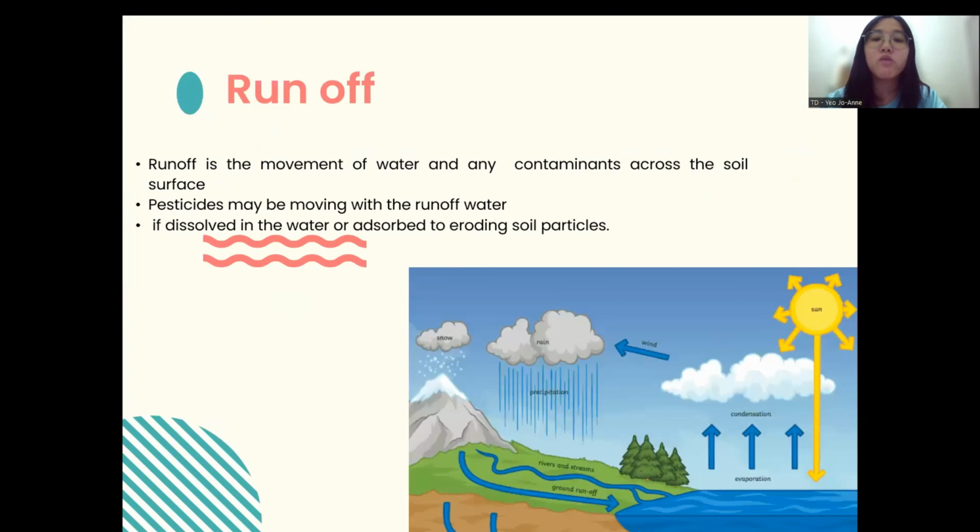So, when pesticides are applied to crops or sprayed onto the field, they can be susceptible to runoff and leaching. Runoff is the movement of water and any contaminated water across the soil surface. It occurs when rain or snowmelt adds water to a surface faster than it can enter the soil. Water running off the land toward canals, streams, rivers, and lakes can also move chemicals such as pesticide. Pesticide may move with the runoff water if dissolved in the water or absorbed to eroding soil particles.